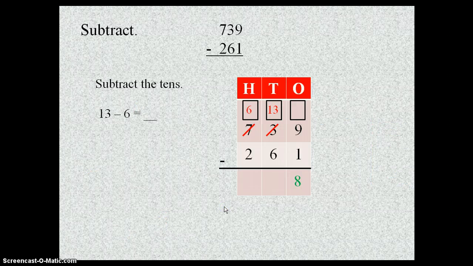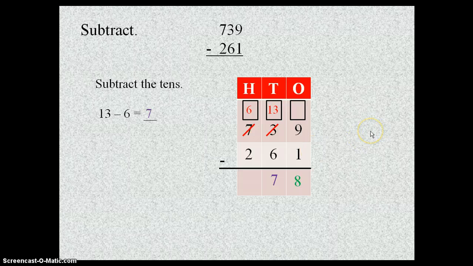Subtract the tens. 13 tens minus 6 tens. You can use your touch points, you can count up, you can count back, use your fingers, your toes. At some point we want you to be fluent enough, but as long as you can get the answer. So 13, 12, 11, 10, 9, 8, 7. 7 should be your answer.